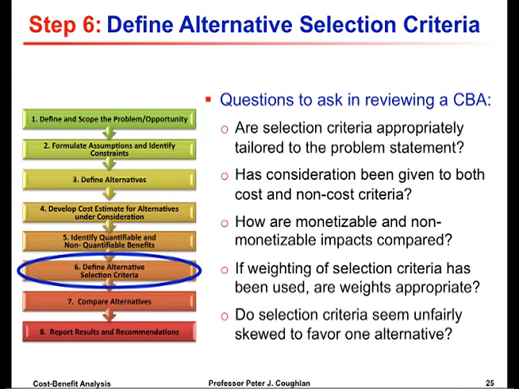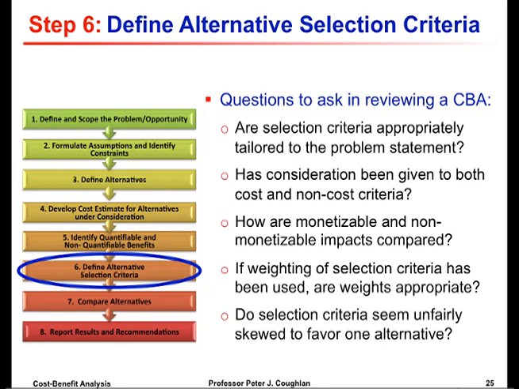If we're using weights, like I said, you could score their performance along different criteria and then assign weights to each of the criteria. Are the weights appropriate? Do they make sense? Also along that line, do the criteria seem unfairly skewed to favor one alternative versus another? If you heavily weight a certain area, that tends to push it in favor of alternatives that perform well in that area. Is that justifiable, or is it possibly the result of some bias?